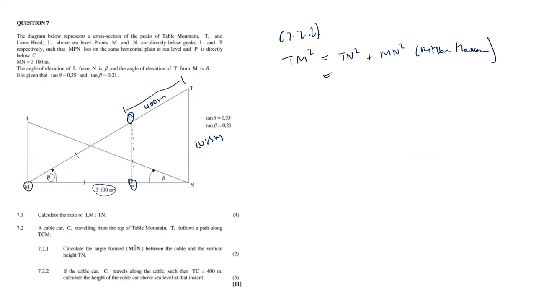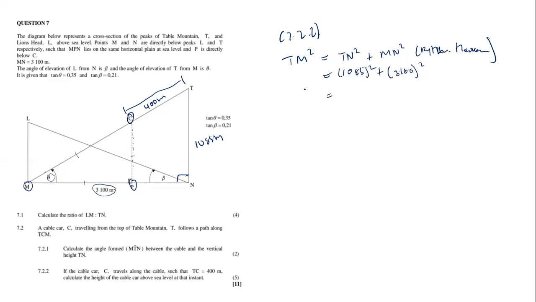The magnitude of TN is 1085 squared. Plus, what is the magnitude of MN? It is 3,100 meters squared. Now, when we punch this on our calculator without wasting any time, remember this is the hypotenuse, TM, because it's opposite the 90 degrees. So we're going to say 1085 squared plus 3100 squared. And then let's put it under the root sign.